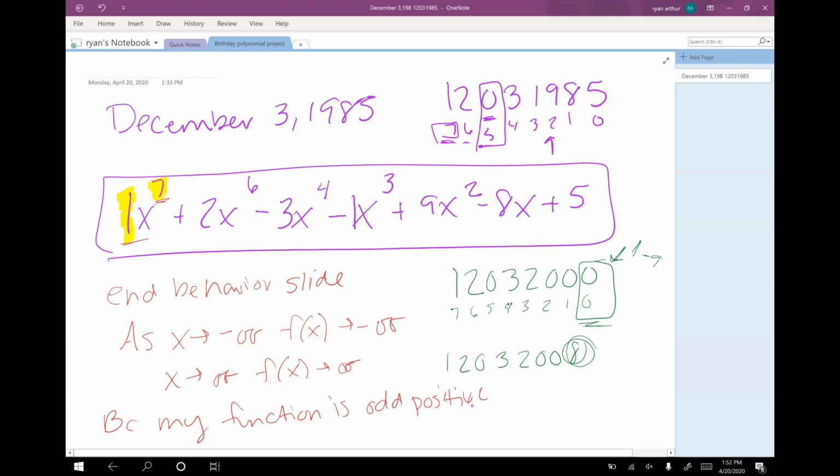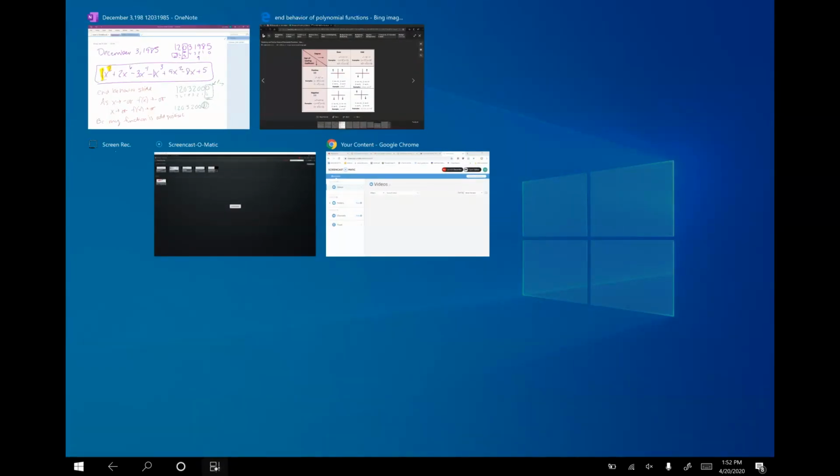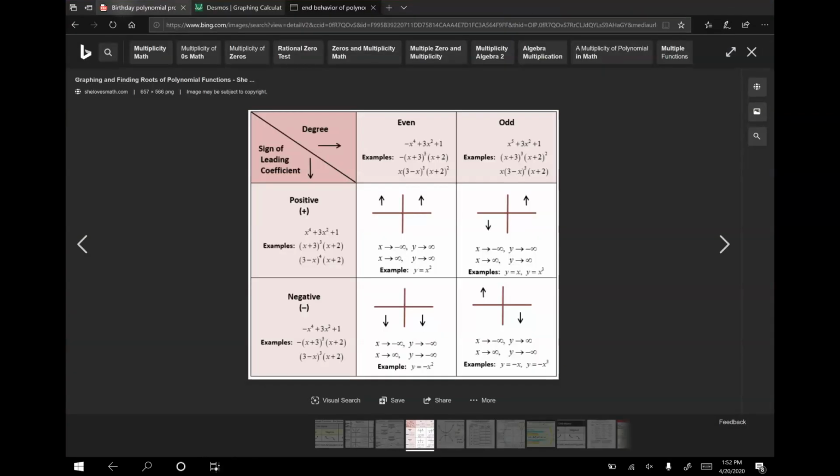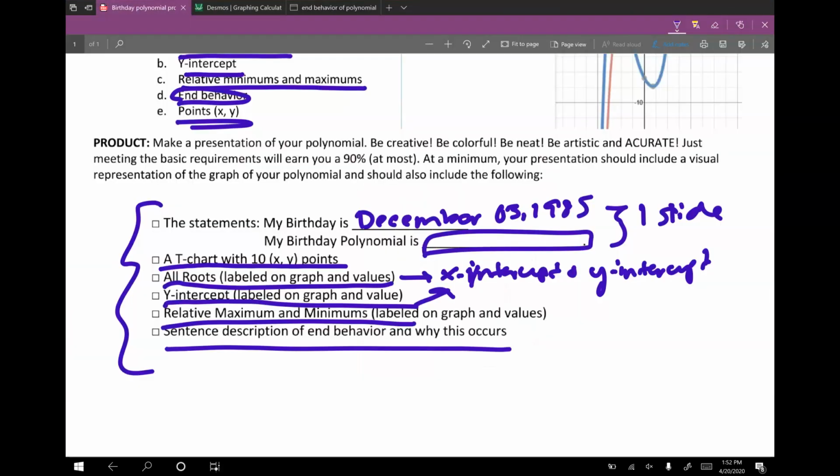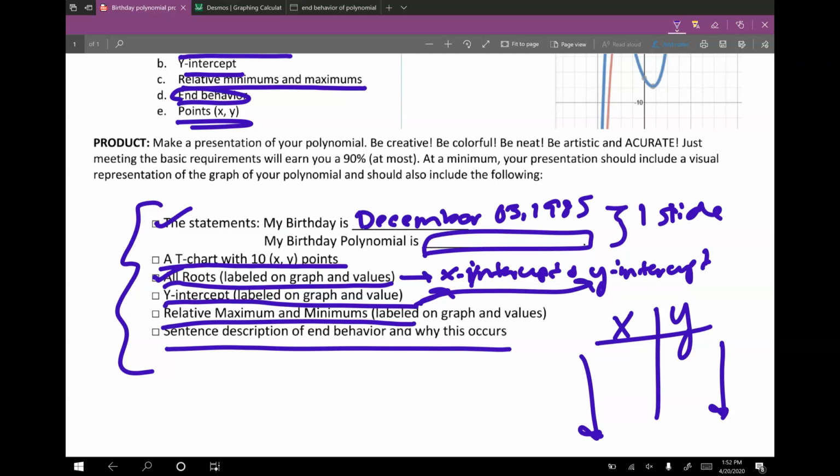And that's really all you have to do. So if we go back to the polynomial project PDF, we did our checklist. This is our statement. I went over that. The T-chart is seriously just an X, Y chart, and you just get 10 points, just clicking on the Desmos graph. Or if you want to type it into an online calculator, you can do that. I showed you how to get your roots. That's where it crosses the x-axis, and it's those gray dots.